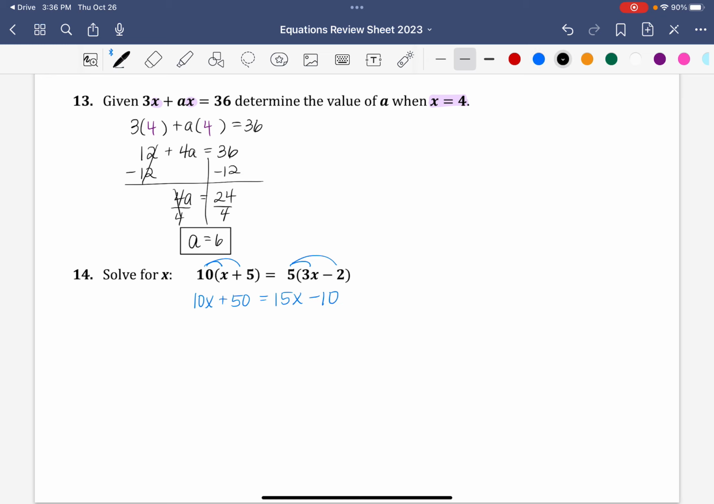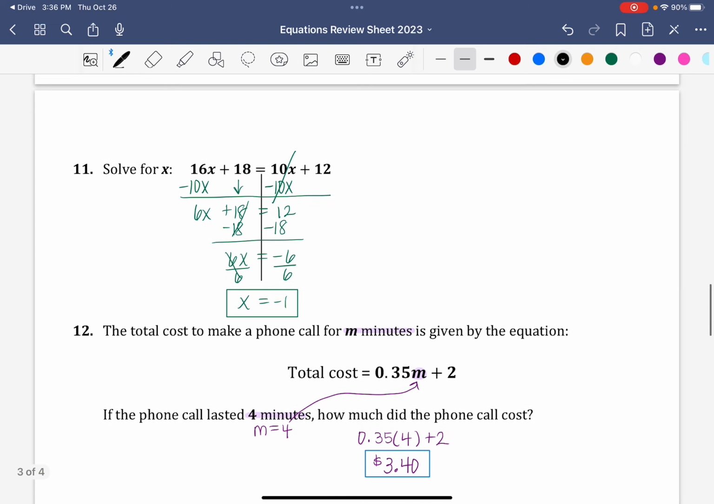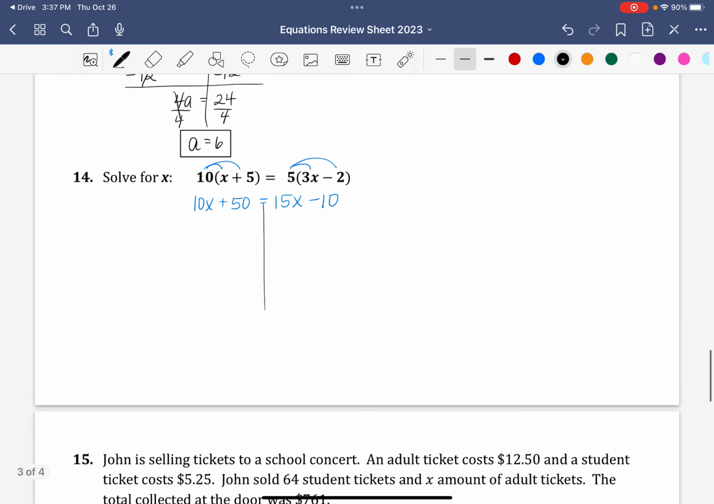All right, so once again, we have some choices here. This time, since in number 11, I brought the x's over to the left side, I'm going to do the opposite way this time, just to show you guys that it doesn't really matter. So this time, I'm going to take the 10x, and I'm going to move it over to the right side. So the opposite of a positive 10x is a negative 10x. I'm going to do minus 10x on both sides. And I get 50 is equal to 5x minus 10.